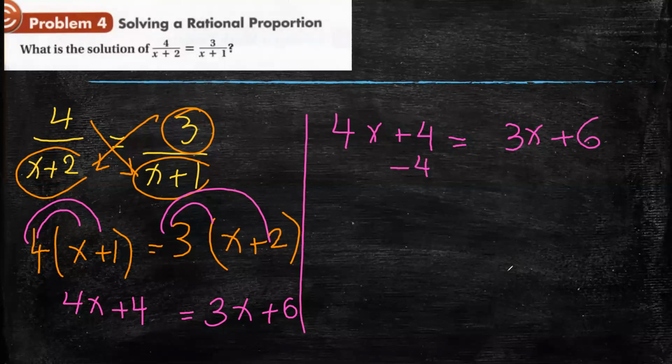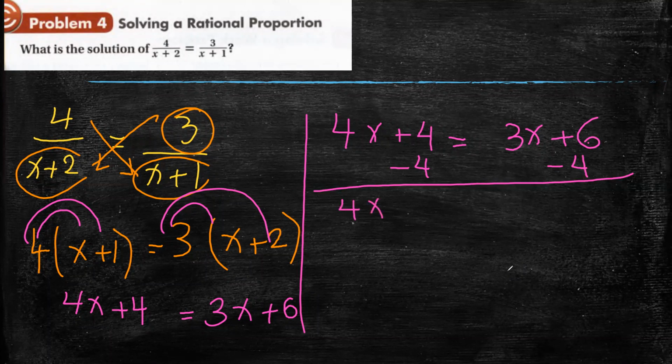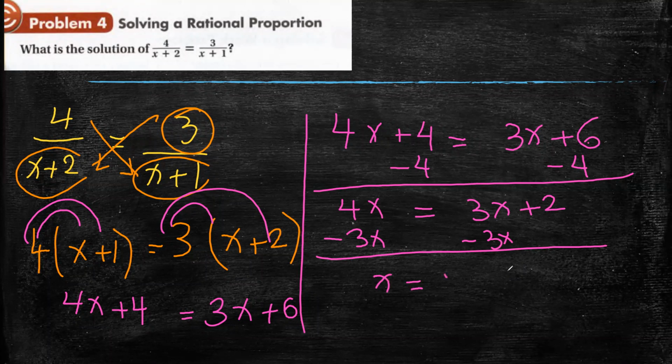Then minus 4, minus 4. So 4x is 3x plus 2. Then move it to the other side. So you have x is 2. So the value of x that makes this equation correct is when x equals 2.